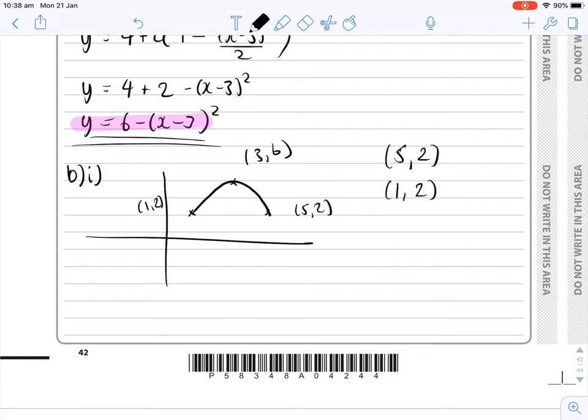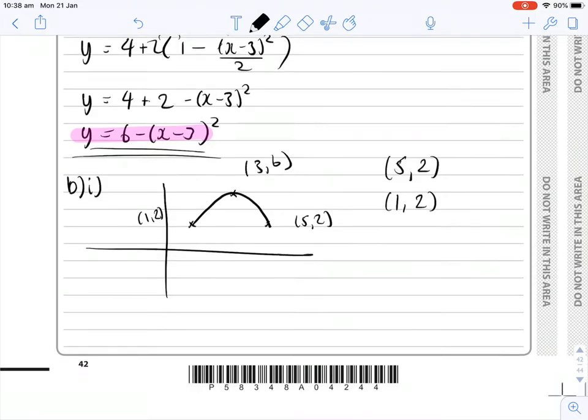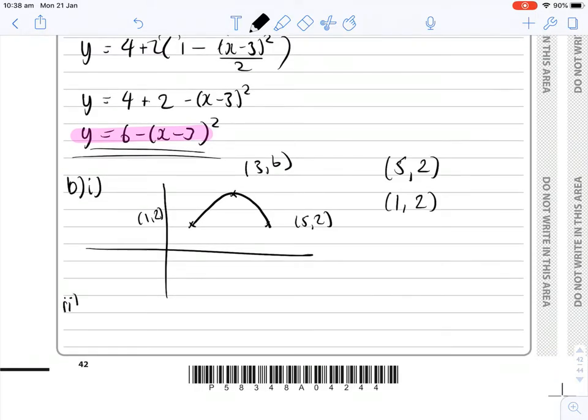If we look at part 2, explain briefly why C does not include all points of y is equal to 6 minus (x minus 3) all squared. And so the reason for that is because as t is between 0 and 2 pi, x can only be between 1 and 5, as we've just shown in that diagram.